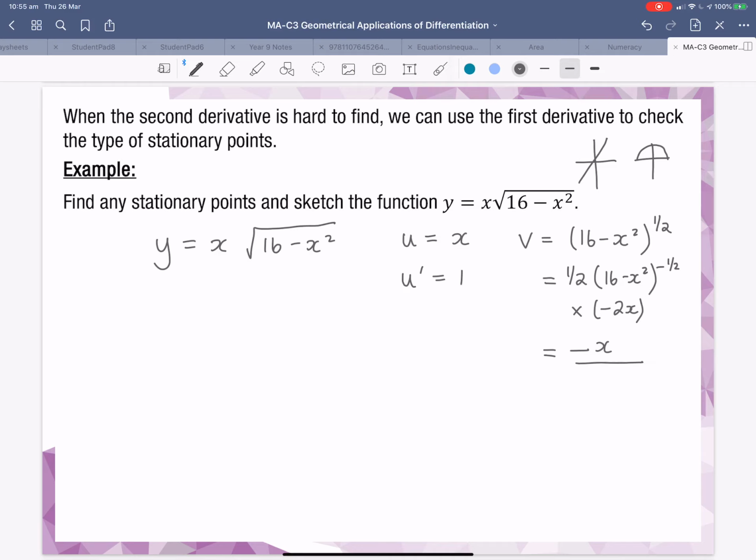We've still got a power of a half. The minus puts it on the bottom of our fraction. So minus x on root 16 minus x squared is our dv. Alright, so to find our first derivative, u dv plus v du.